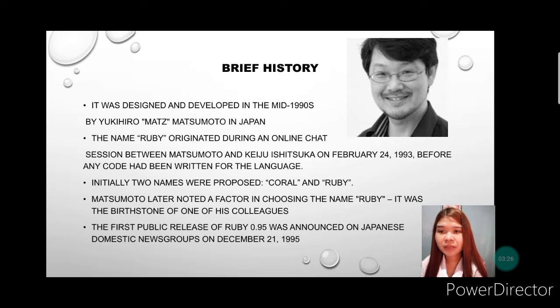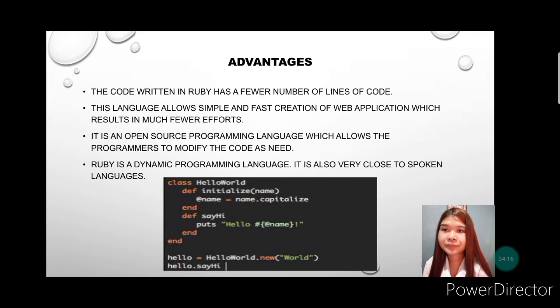The first public release of Ruby 0.95 was announced on Japanese domestic news groups on December 21, 1995. And the current version of Ruby is 3.0.1.